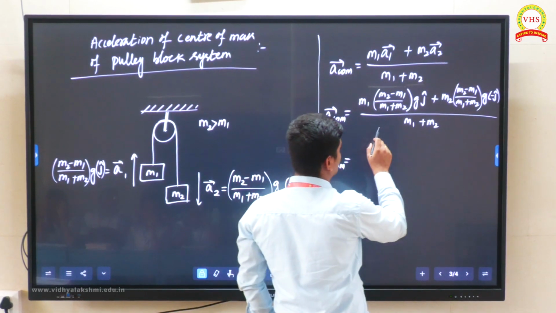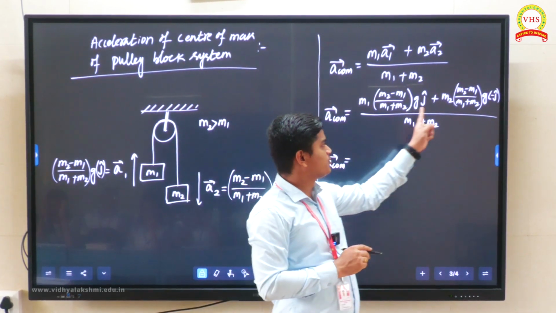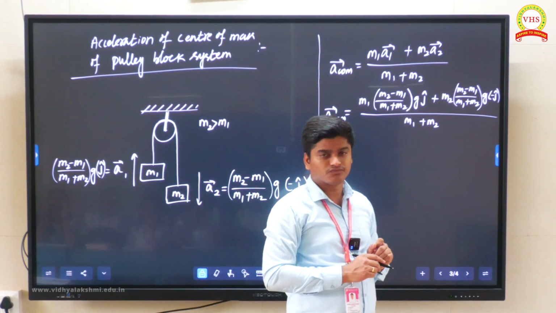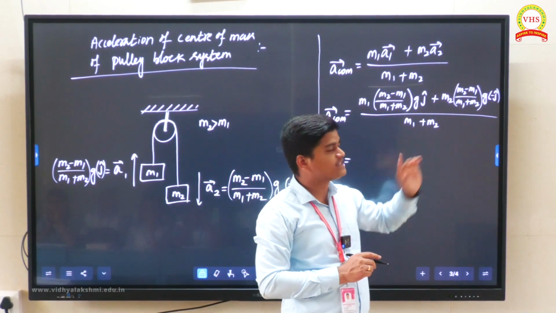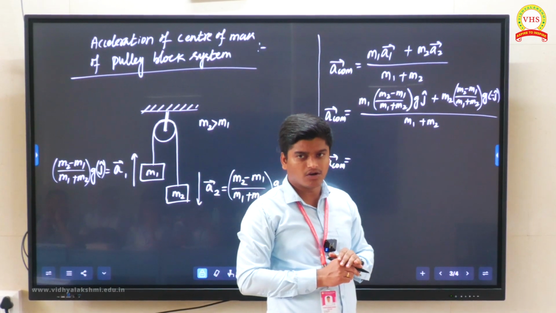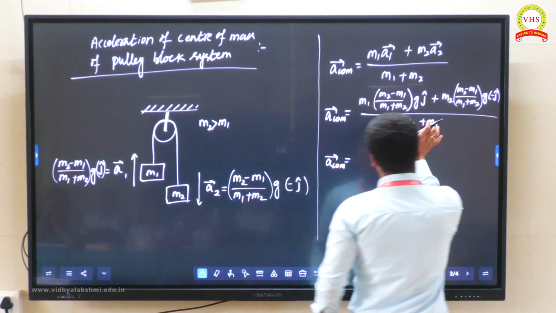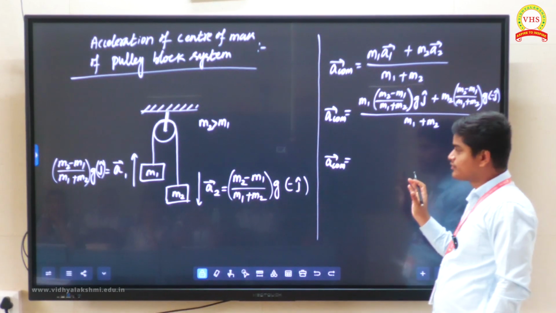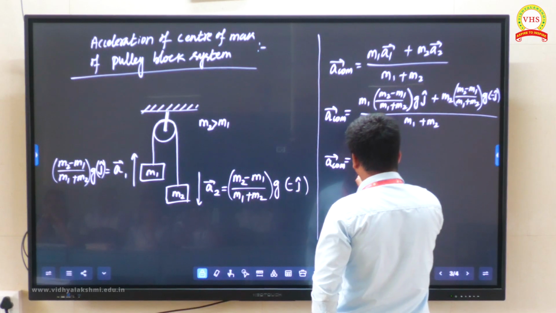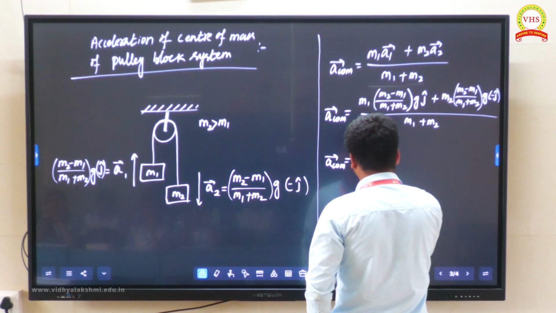Here m1 plus m2, here m1 plus m2. Yes or no? So LCM I can take. And down also there is m1 plus m2. So let it be down m1 plus m2, you take out m1 plus m2 down.